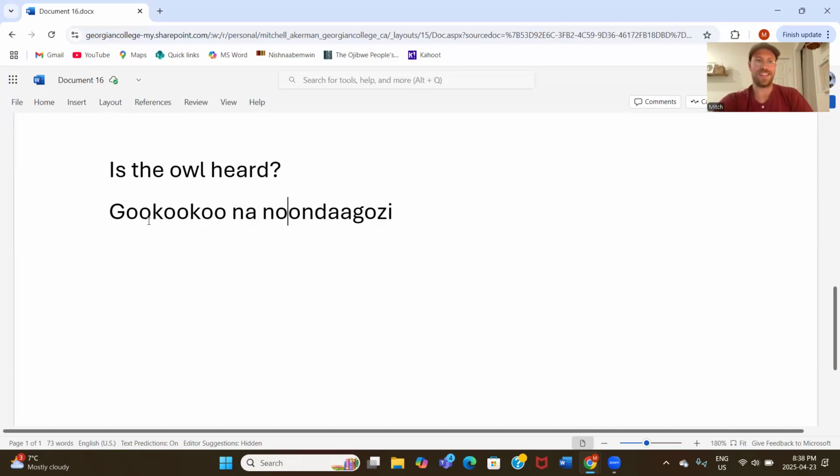I'll say that again, because what's the thing we're trying to find? Is it that he's an owl or not? Or is it, is he being heard? It's definitely, is he being heard? Okay. So that's actually what's going to go up at the front. It'll actually be non dogaze na gogoko, is the owl heard.